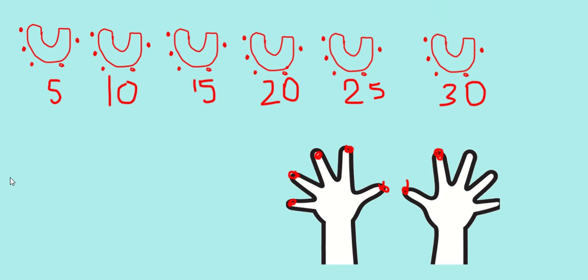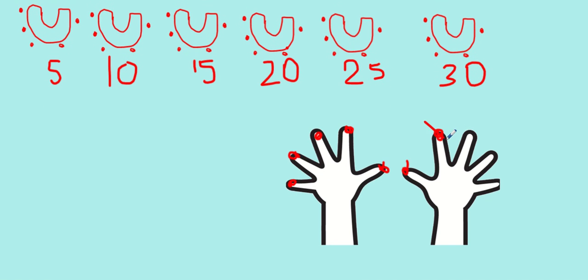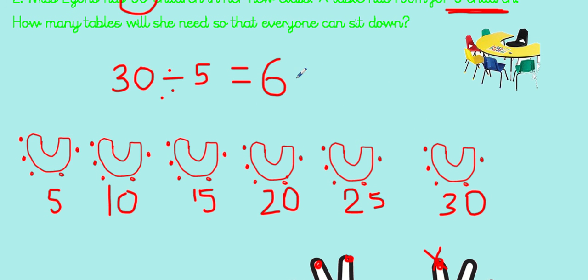Oh, oopsies. My total was not 35, was it? My total was 30. Let's try again. 5, 10, 15, 20, 25, 30. Silly old me. 6 lots of 5 makes 30. Well done.